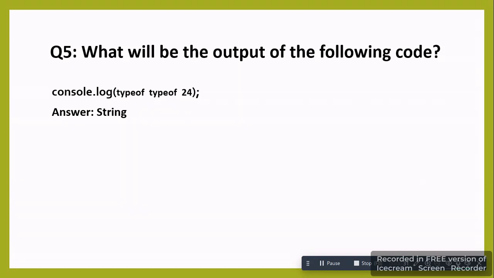The first typeof operator, applied on the number 24, returns a string, the string "number". Then the second typeof operator is applied on that string, so now it returns a string. Okay, so the first typeof 24 will return "number", which is a string, and the second typeof is applied on the string, so that will definitely return a string.